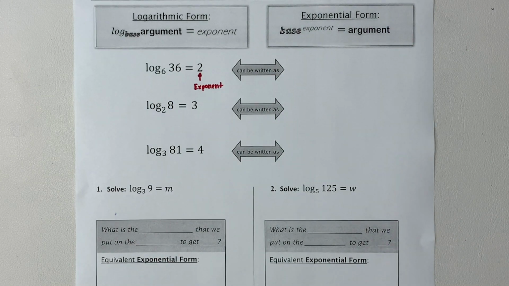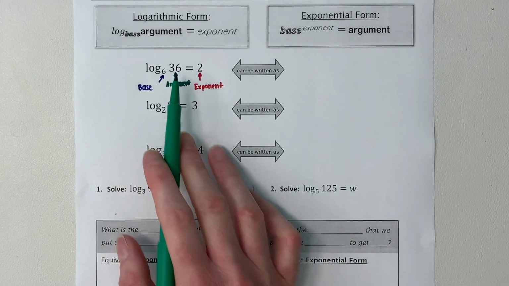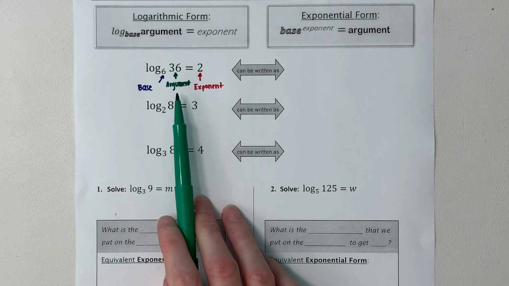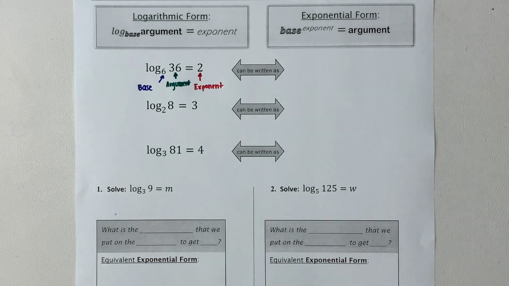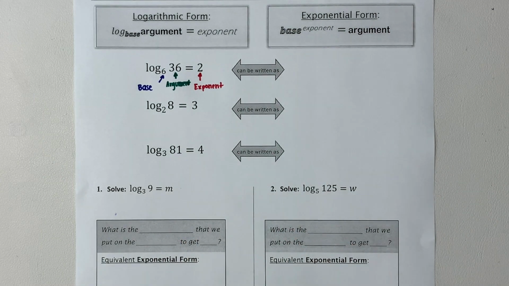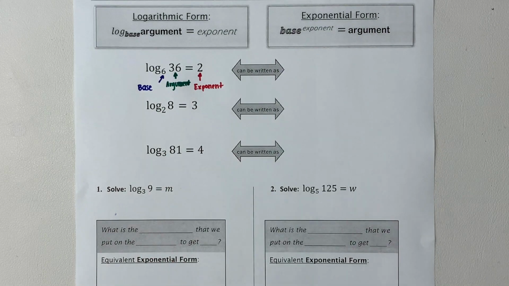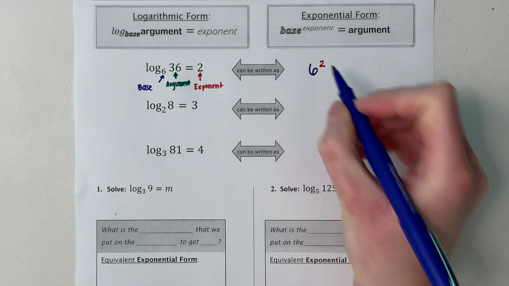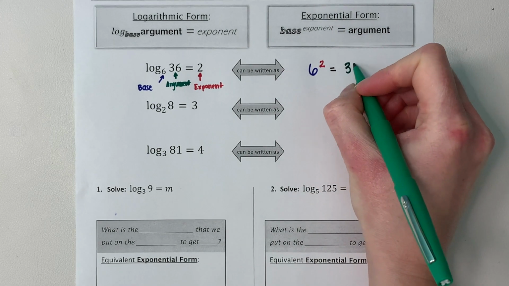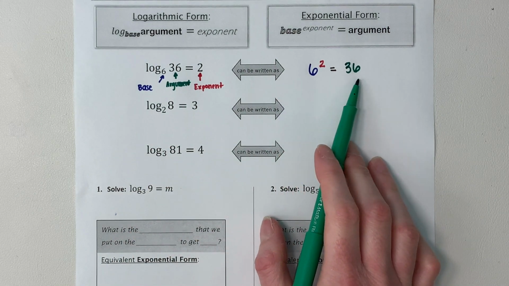I'm going to label the pieces here. 2 is the exponent that we need to put on the base 6 to get the argument 36. And the argument is another word for the answer. Now let's rewrite this in the equivalent exponential form. Remember, we said that 2 is the exponent we need to put on the base 6. So we can say 2 is the exponent we need to put on the base 6 to get the answer 36. These mean the same exact thing.